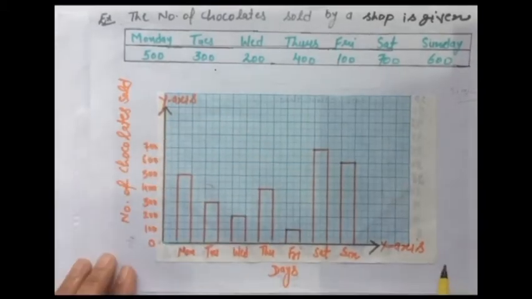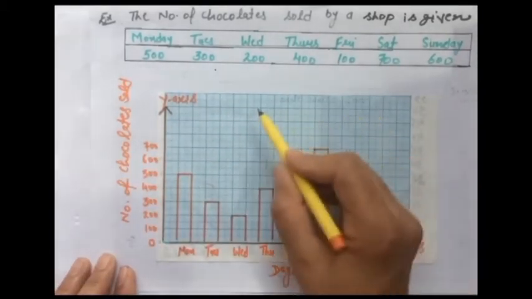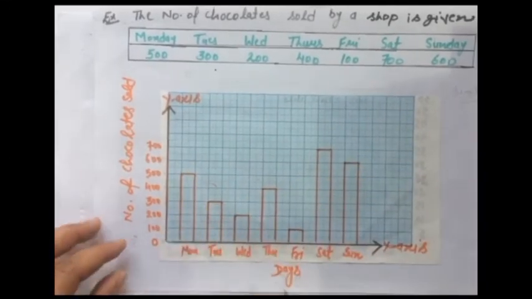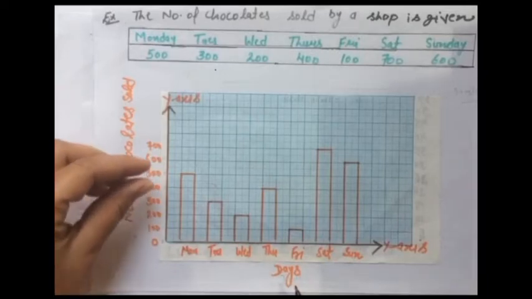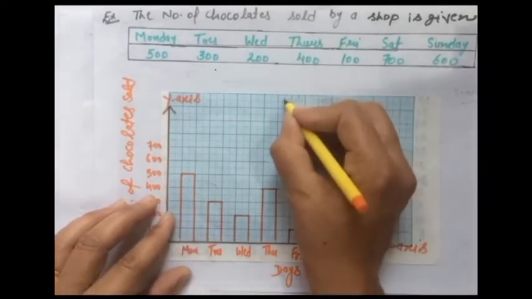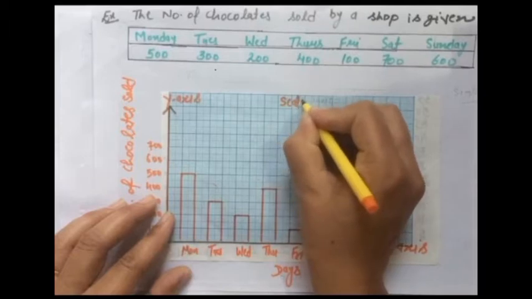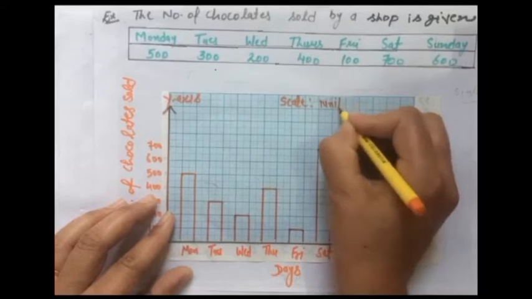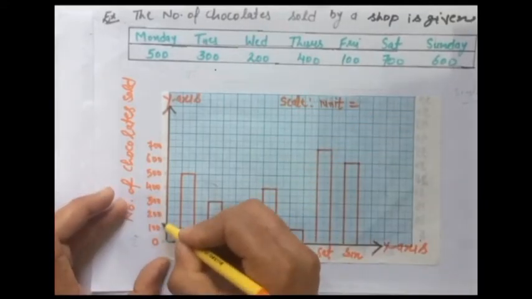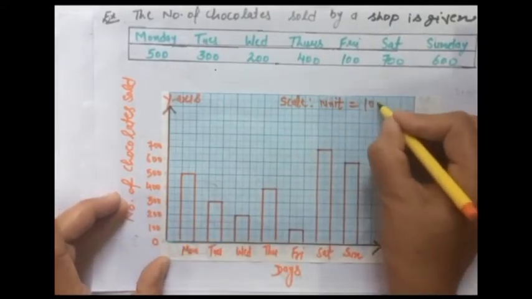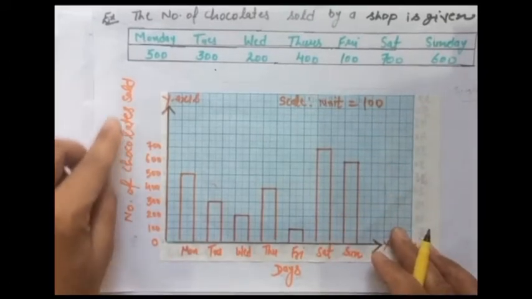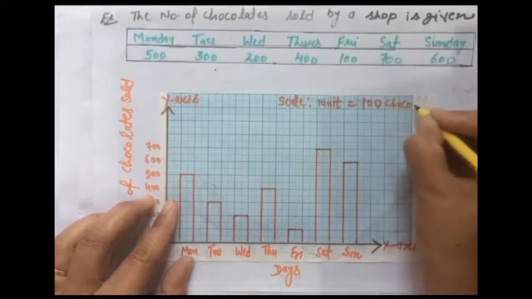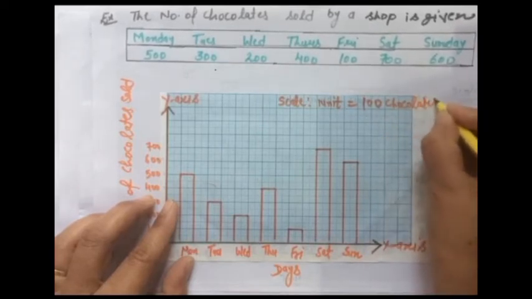Our next step is to write a scale. What is the scale? This gap we are taking at an interval of 100. So scale is 1 unit is equal to this interval, that is 100. What are these? Chocolates. So write here 100 chocolates.